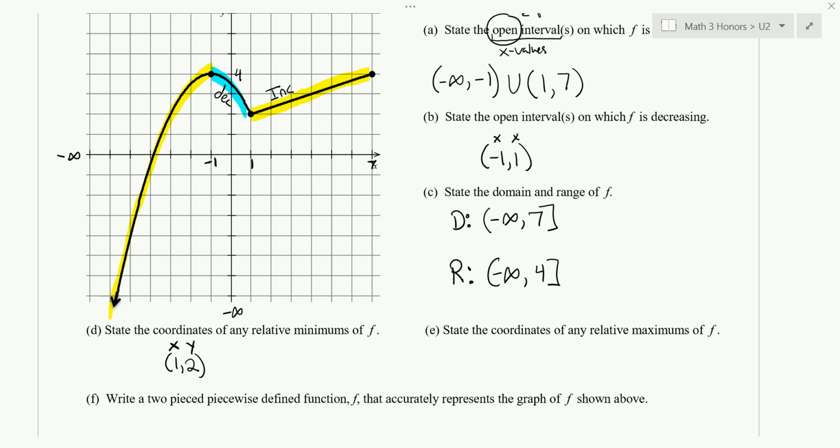E, state the coordinates of any relative maximums. Laura, what'd you put? -1, 4. And if we look at that, it's changing from increasing to decreasing. And so definitely that's a relative maximum. Any others? The question is, what about that endpoint? Do we think that's a relative maximum or not? Saying no, why not? Doesn't follow the definition. It goes from increasing to, we don't know. It could keep increasing. It could be constant. It could be decreasing, or just stop. And if so, endpoints are never minimums, never maximums. And so -1, 4 is the only one.